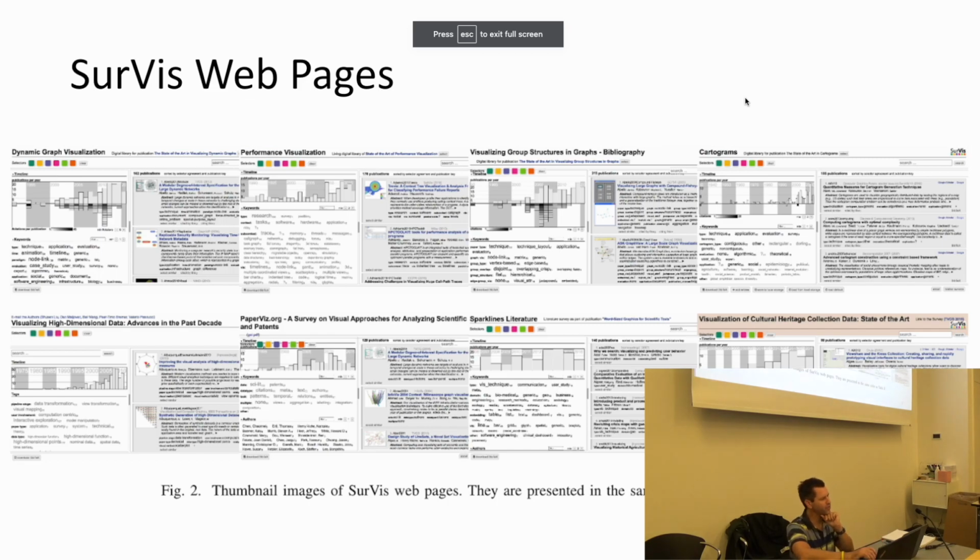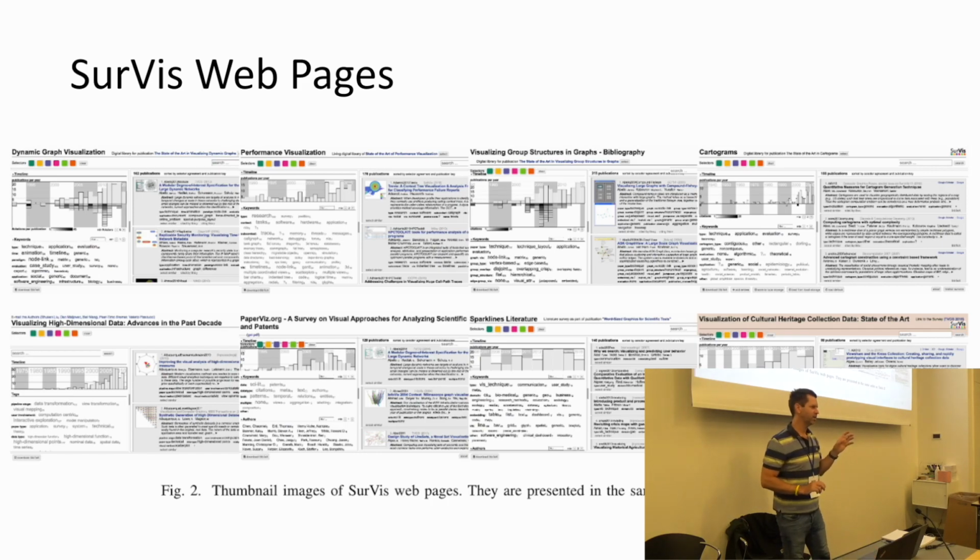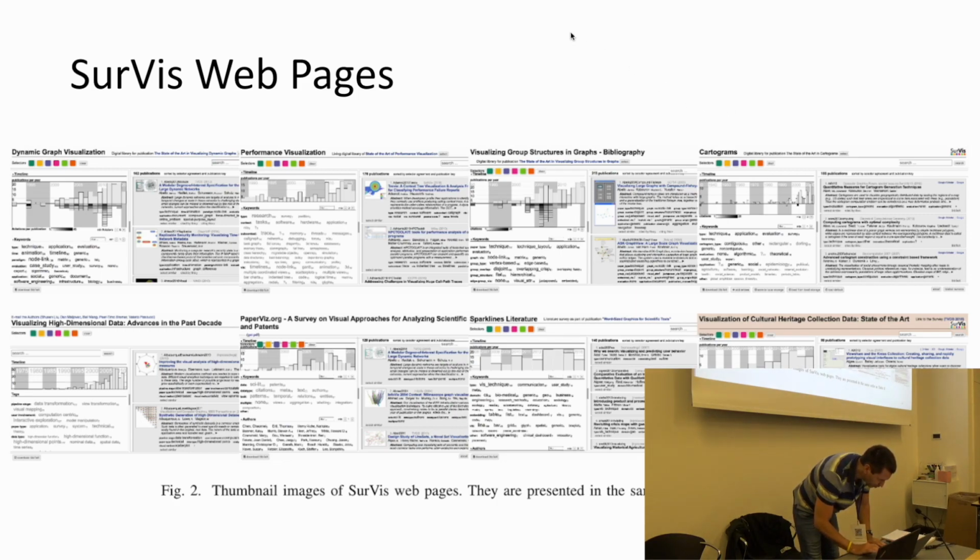We have collections of surveys, web pages. Each one of these represents a survey of literature on a special topic. Here we can see one on dynamic graphs, performance visualization, visualization of group structures, cartograms, high dimensional data, paper viz, sparklines, and so on. So they're all surveys, and they have a visual representation in the form of a web page that collects all the literature together. Again, this is a literature-based resource.